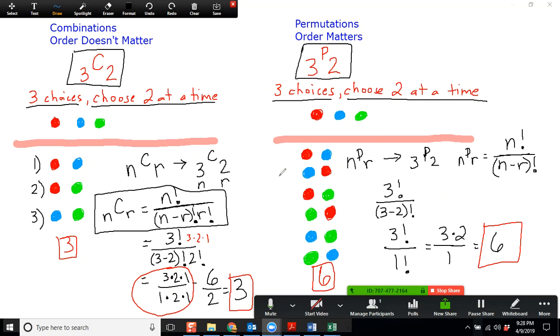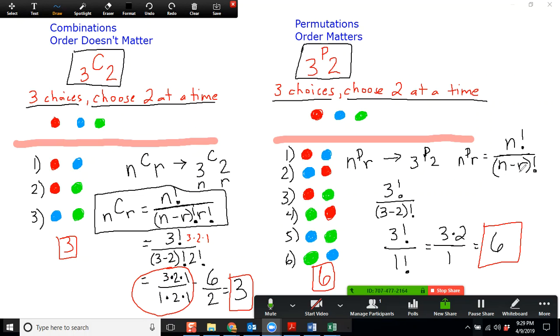Now what you'll notice with permutations, it looks very similar. And I'm just going to focus on the visualization first. Okay, the first choice is the same as that I had in combinations. The difference is red and blue is different than blue and red when you're talking about permutations. So order does matter, if red is first or if red is second. Same thing for this right here, red and green is different than green and red. And blue and green is different than green and blue. So we find that we get 6 options for choosing 2 colors because order matters now, which one's first.